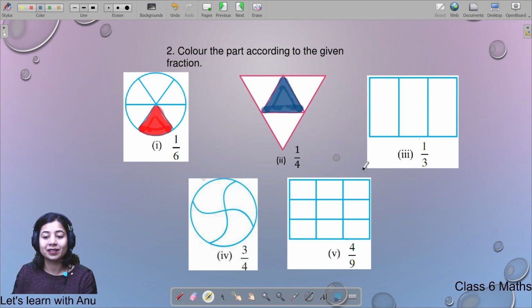Quite interesting. Third part is 1 by 3. So a rectangle is divided into 3 equal parts. We have to shade only one part. So I'm choosing this one. Right, so we have shaded it yellow. Wow, a colorful question. Fourth part is 3 by 4. So we have to shade 3 parts out of the 4 parts.